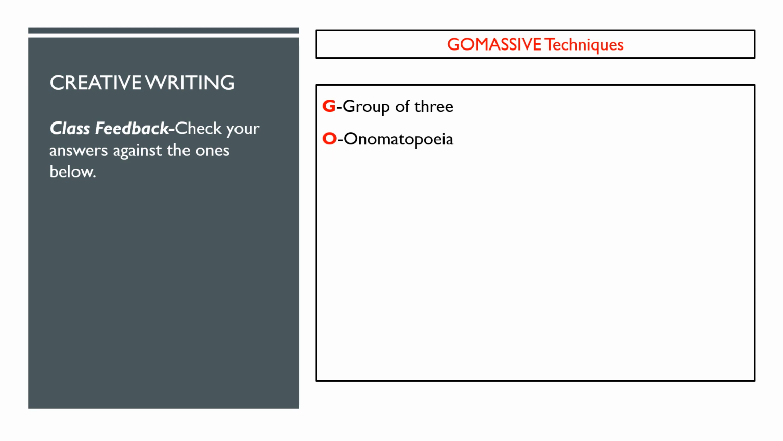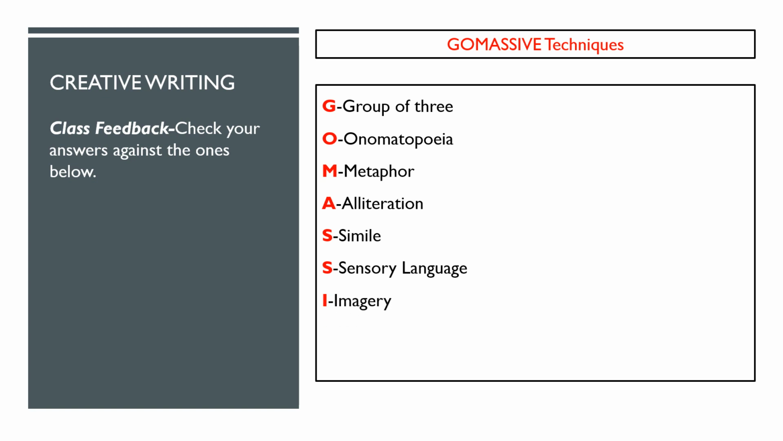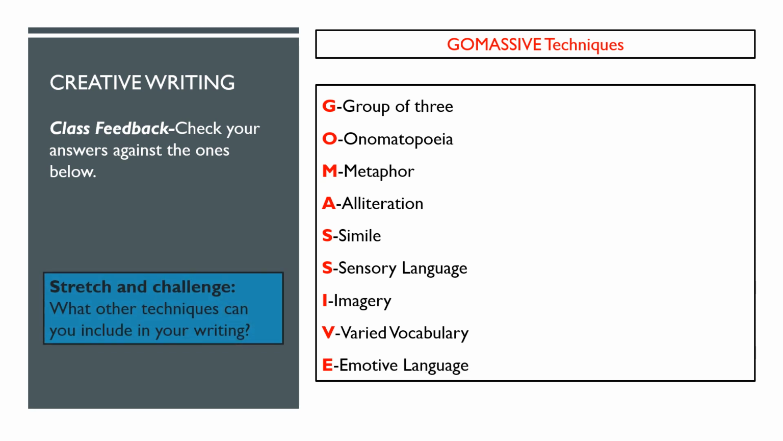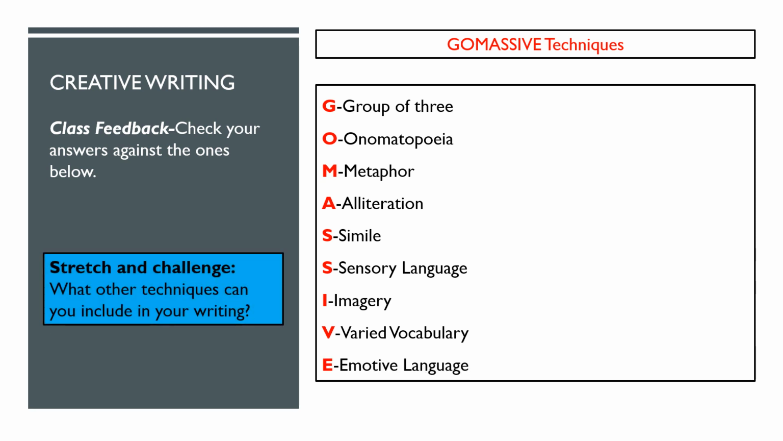The O is onomatopoeia. The M is metaphor. The A is alliteration. We've got S as simile and S as sensory language. We've got imagery, a varied vocabulary, and the final one is emotive language. So as we've said before, this isn't inclusive. It doesn't include every single one of the language techniques. So a good habit to get into is to try and stretch and challenge yourself and think about what other techniques you could include just to make sure you get the highest grade possible.